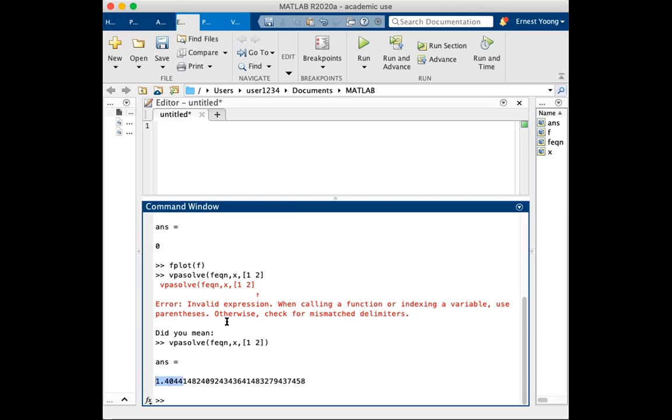So when we have a quadratic or a cubic function, normally MATLAB only gives us one solution, and we need to use the graph to find the range to find the second solution.